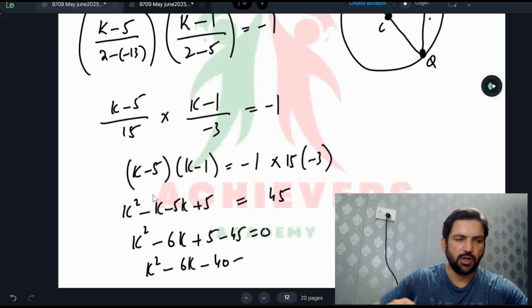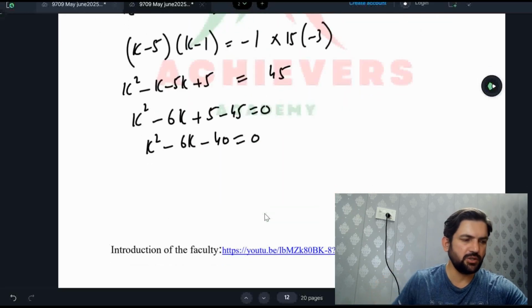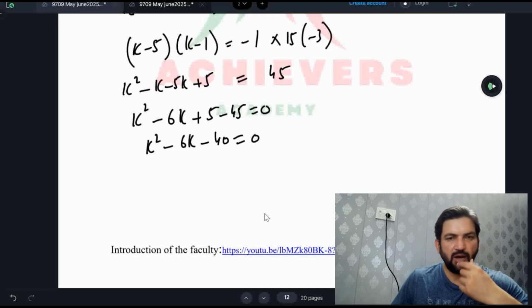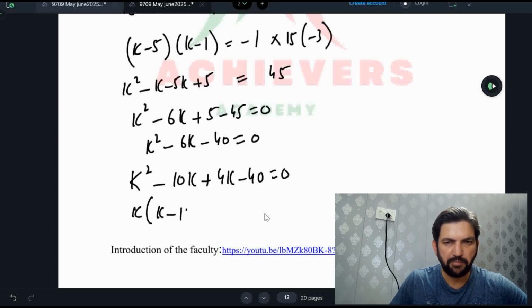Now again this one is a quadratic equation. So for a quadratic equation we have to use the quadratic formula or the midterm breaking. So here we can use the midterm breaking like this: minus 10K plus 4K minus 40 is equal to 0. If we take K as common, K into (K minus 10) plus 4 into (K minus 10). So it will be (K minus 10) into (K plus 4) is equal to 0.